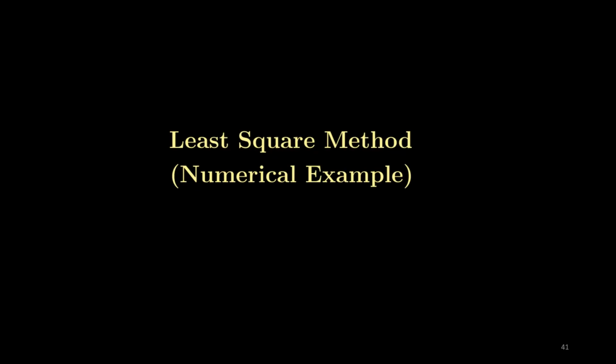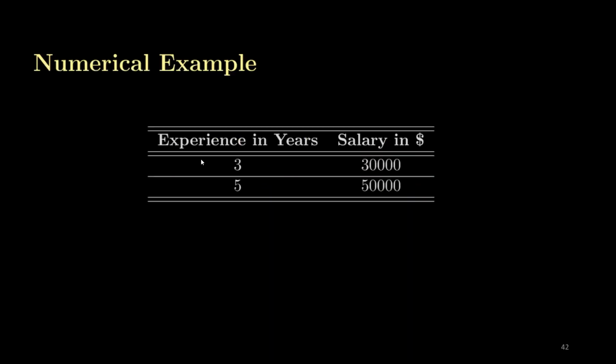So in this lecture, we will solve a numerical example on least square method. This is the dataset which I have selected in order to solve a numerical example on least square method. This is the simplest form of a dataset where we have only two samples and we have one feature, which is experience in years, and our target value, which is salary in dollar. So we have two samples for this dataset.